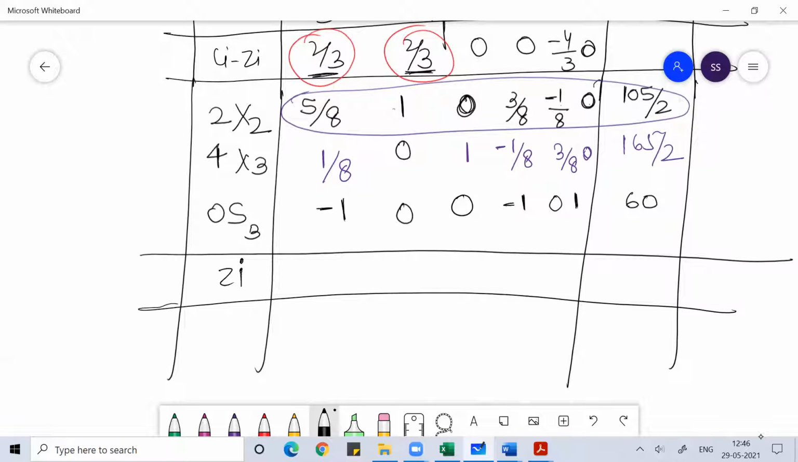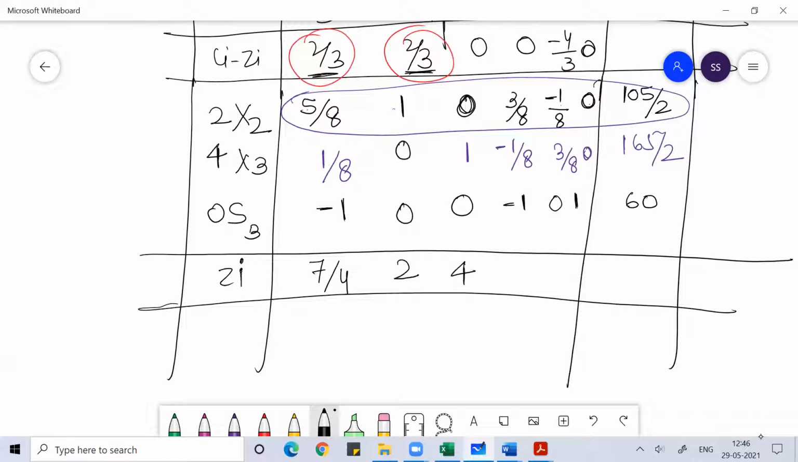So this becomes 0. This is 10. 5 2s are 10. This is 4. 10 plus 4, 14. 14 by 8 means 7 by 4. Then this is 2.